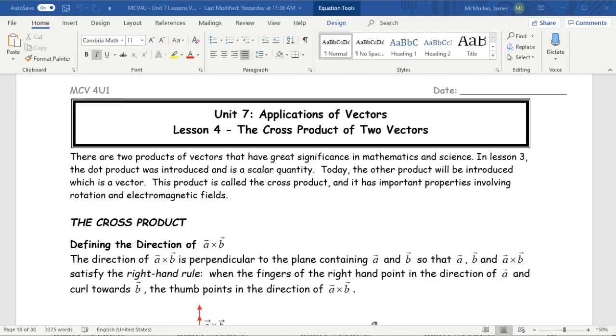The third way of doing multiplication with vectors. We've talked about scalar multiplication, the idea of stretching a vector. We've talked about the dot product, which is this scalar quantity that can tell you about the angle between the two vectors and can tell you the work done. The third one is the cross product.